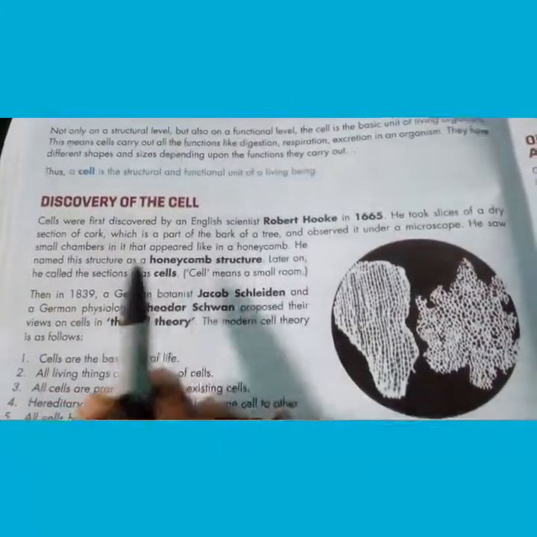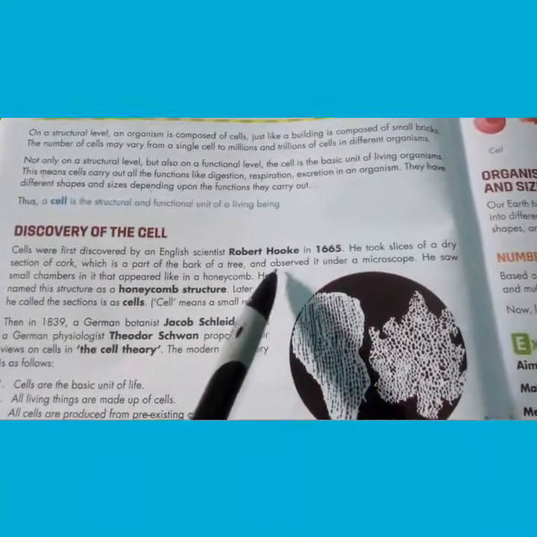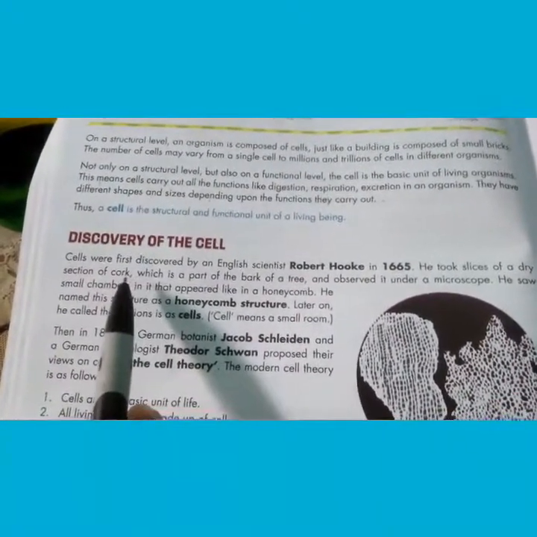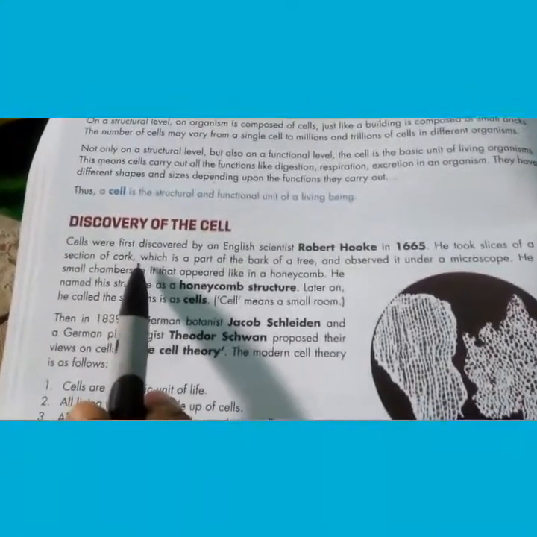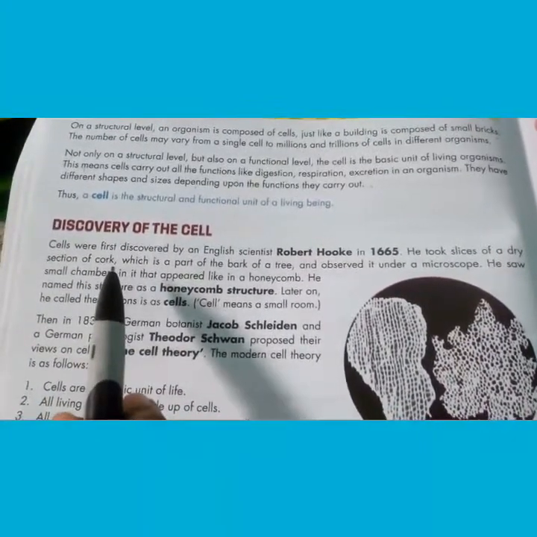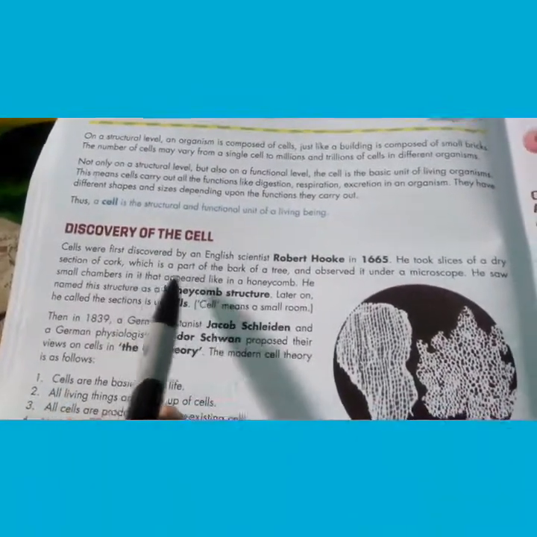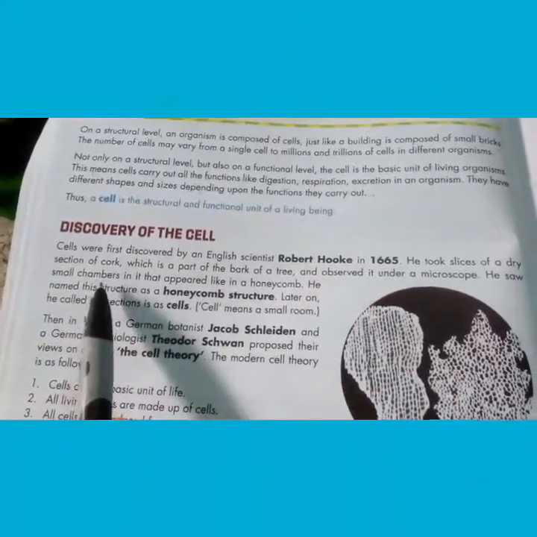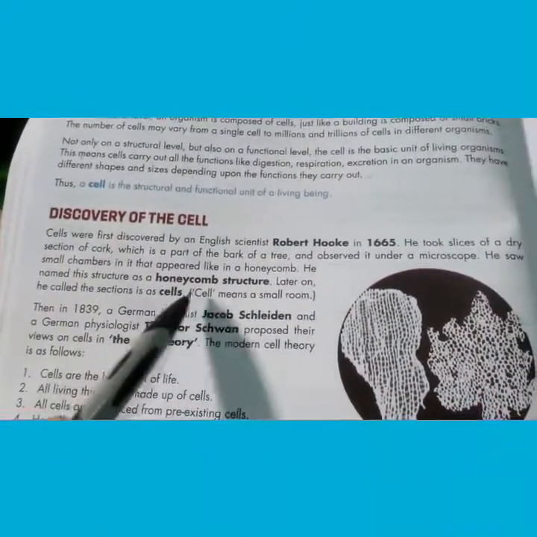Now, the discovery of the cell. Cells were first discovered by an English scientist, Robert Hooke, in 1665. He took slices of dry cork. Don't think of the cork in badminton. This is the cork present just below the bark of a plant. He observed it under a microscope and saw small chambers in it that appeared like a honeycomb. He named this a honeycomb structure.